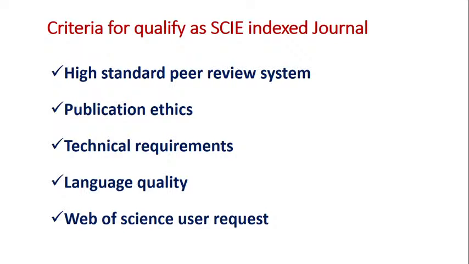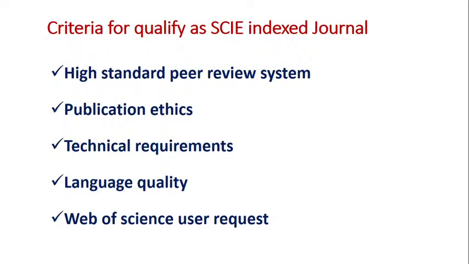Because each and every journal editor tries to upgrade their journal. They start with conventional indexing databases, then slowly they go to Scopus, then apply to Web of Science. In Web of Science, at the first stage they make it ESCI, Emerging Sources Citation Index. Then finally, if they maintain quality for a long time, only then will it get into SCIE. So let us look at the criteria. An important criterion followed to qualify for SCI indexing is a high standard peer review system.